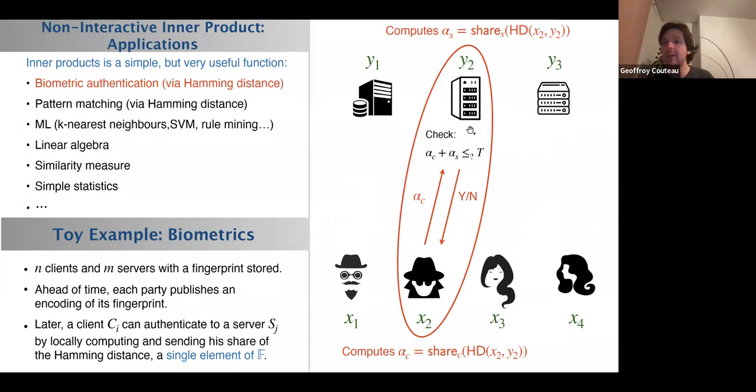And afterwards, to authenticate to the server, the client now only has to send a single field element, which is his share of the Hamming distance, from which the server can check, by reconstructing the Hamming distance, whether it is below the threshold or not, and allow for the authentication. So that's quite an appealing interaction pattern in a setting where you do biometric authentication between multiple clients and multiple servers, with minimal interaction and low communication.